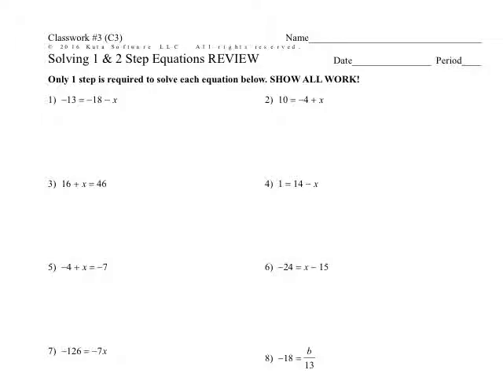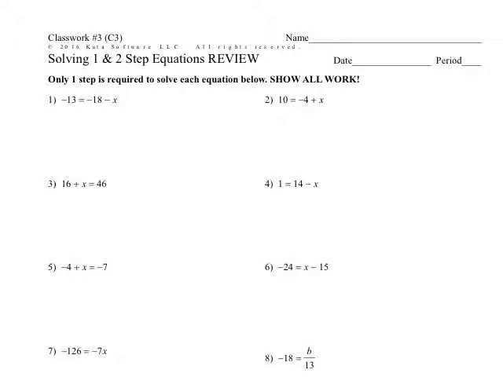So the objective really is to get x, or whatever variable you have, by itself on one side of the equation. So how do you do that? How do you get the variable by itself and everything else from that one side gone from that side? Well, you have to undo. You have to do the opposite operation of what you see in the problem.